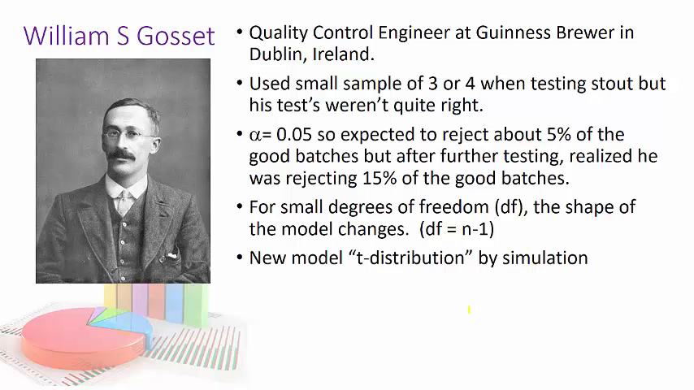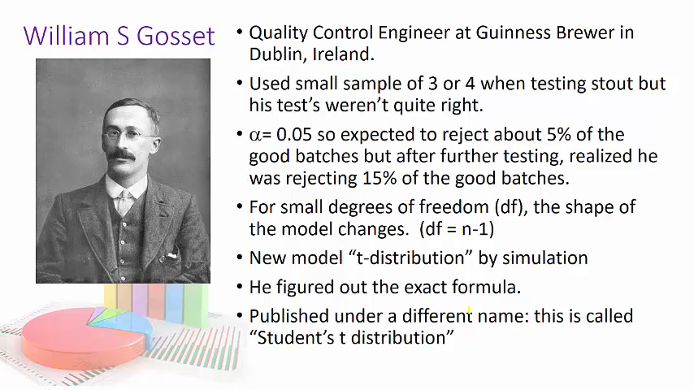And he created a new model called the t-distribution by simulation. What he did is he took little slips of paper and did hundreds of samples. This took him a year, using a mechanically cranked calculator, and he came out with the exact formula for the t-distribution. This was later confirmed by another mathematician years later. He published this under a different name. It's the so-called student's t-distribution.